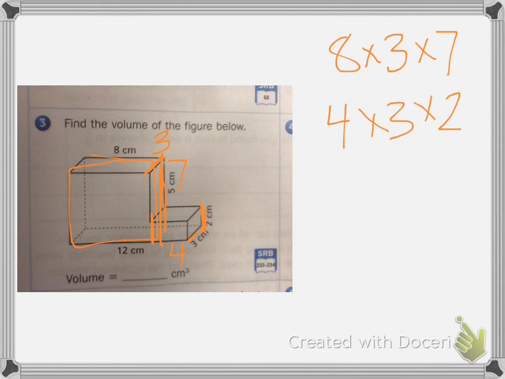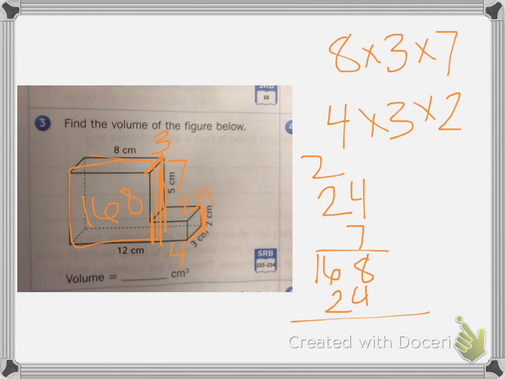So for the first one, 8 times 3 is 24 times 7. 7 times 4 is 28. Carry the 2. 7 times 2 is 14. Plus 2, 168. Then, for the second one, 4 times 3 is 12, times 2 is 24. You have to add 24 to 168. 8 plus 4 is 12, carry the 1. 1 plus 6 is 7, plus 2 is 9. It's 192 centimeters cubed.